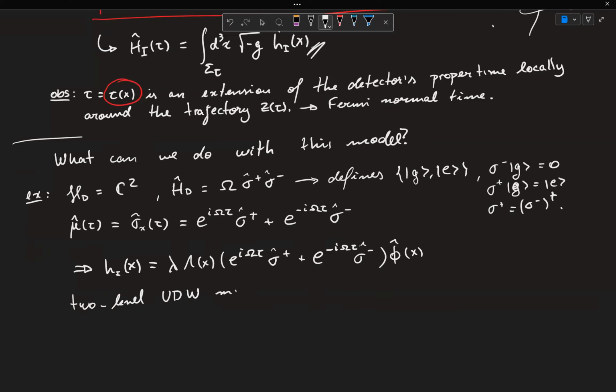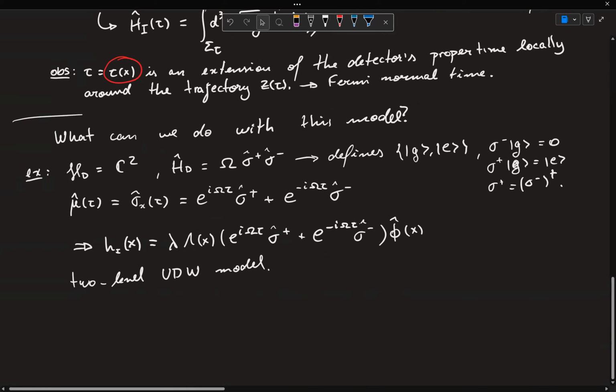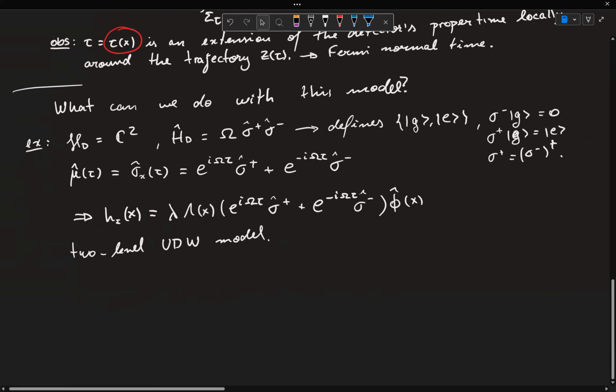This two-level UDW model is probably the most used and known particle detector model in the literature, exactly because it's very simple, but also there are many connections with many other physical systems, provided that you make suitable choices for your space-time smearing function and its trajectory and quantum field and everything. Again, more about this later.